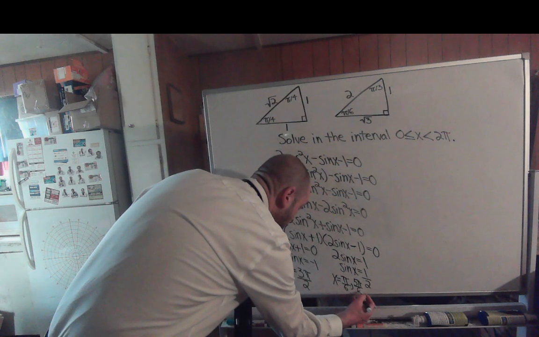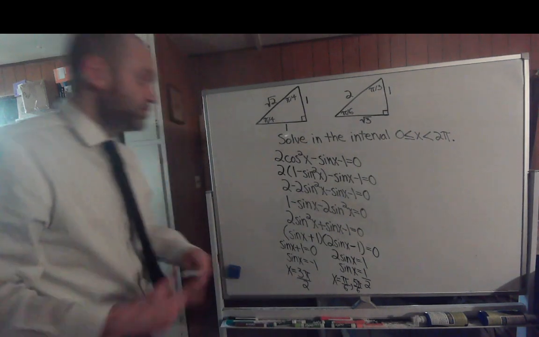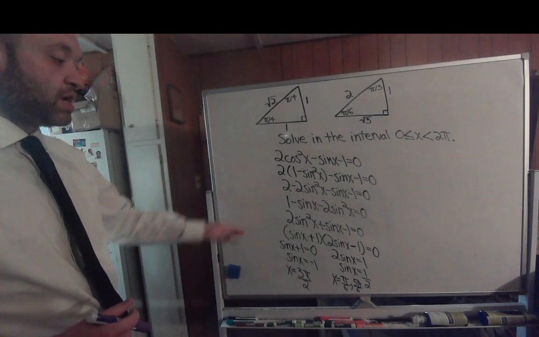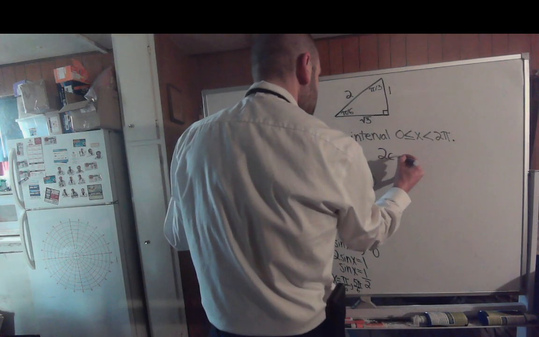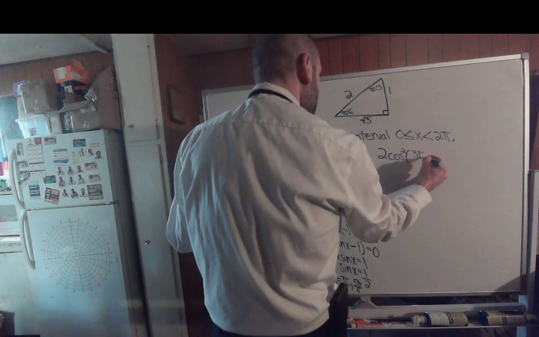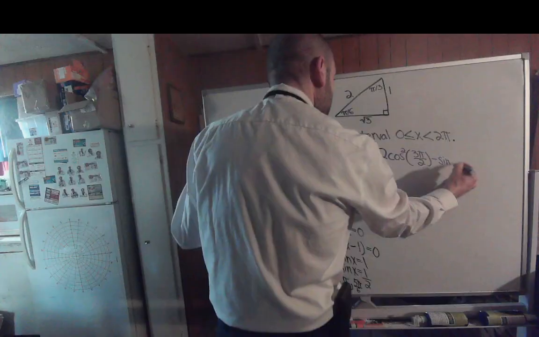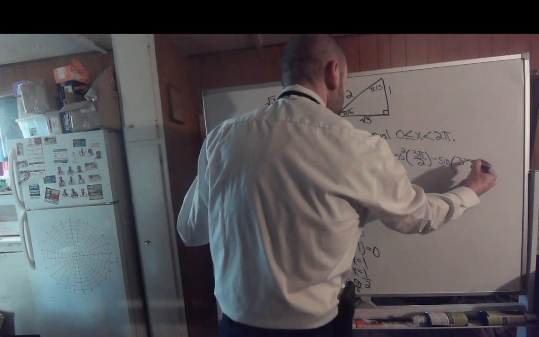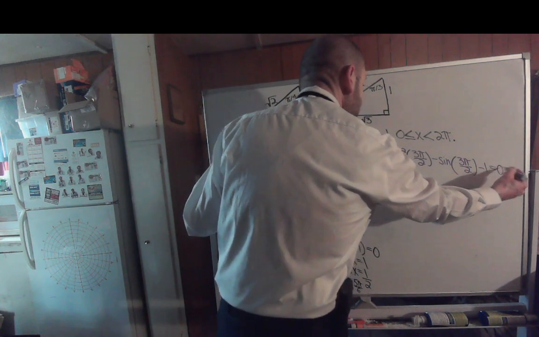But we're not done yet. We want to verify that we don't have any extraneous solutions. So go ahead and let's start with 3 pi over 2. Put it into your original equation. So 2 times the cosine squared of 3 pi over 2 minus the sine of 3 pi over 2 minus 1, set that equal to 0.